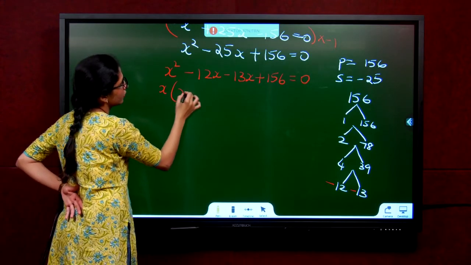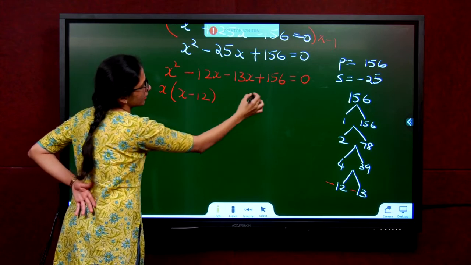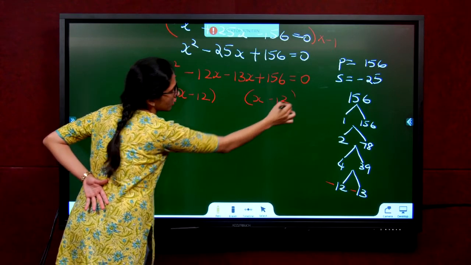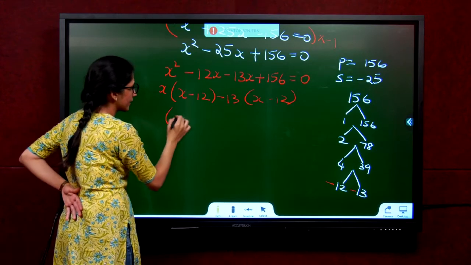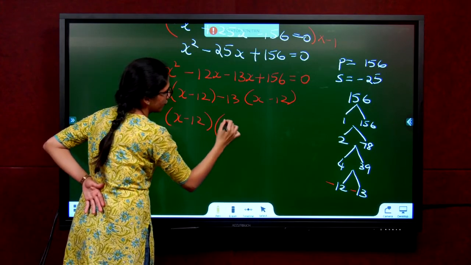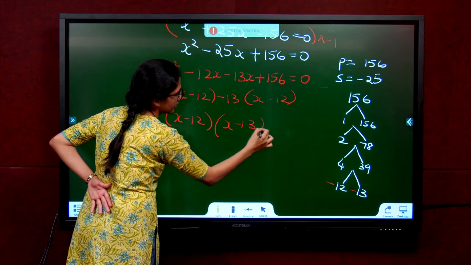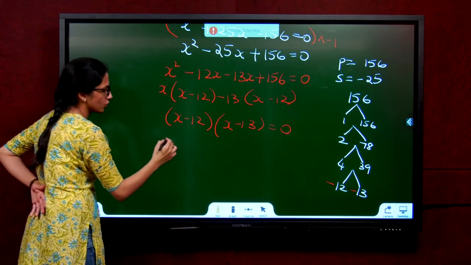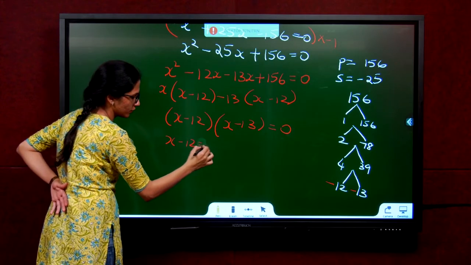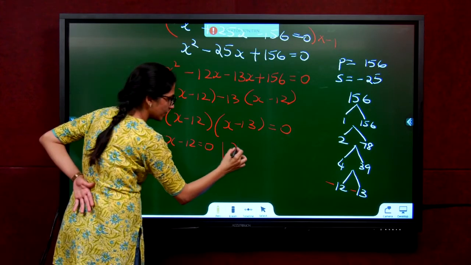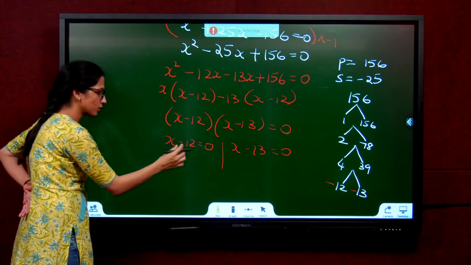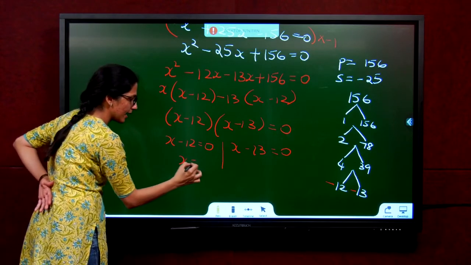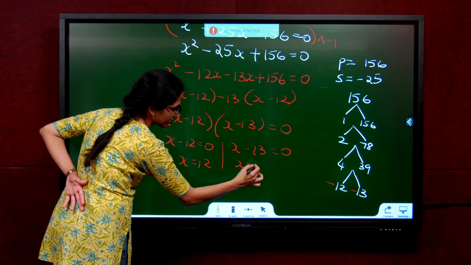X into x minus 12. Here also there should be an x minus 12. So what should be the filler term? Minus 13. Take x minus 12 out. You are left with x minus 13 is equal to 0. So you'll get x minus 12 is equal to 0 as one option, and your other one is x minus 13 is equal to 0. When x minus 12 is 0, send the 12 that side. x equals 12, and here x equals 13.